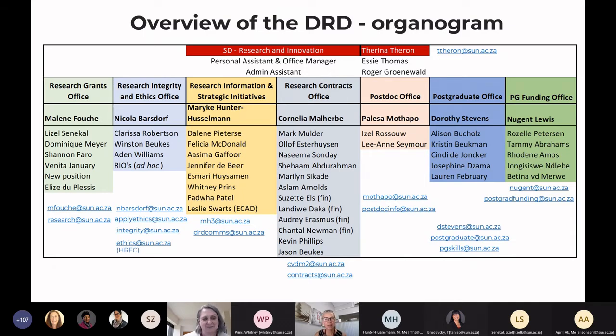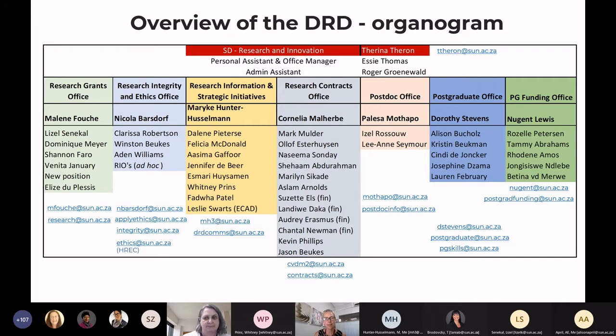I've also included on this slide some addresses. So Marlene's address is there, and then also a general address that they use for research grants, which is research@sun.ac.za. So please feel free to contact Marlene and her team with your funding needs, or about any existing national and international and institutional grants, and any questions.